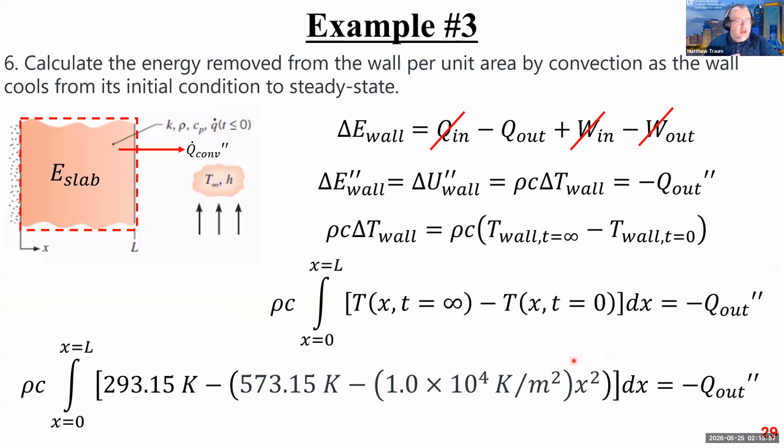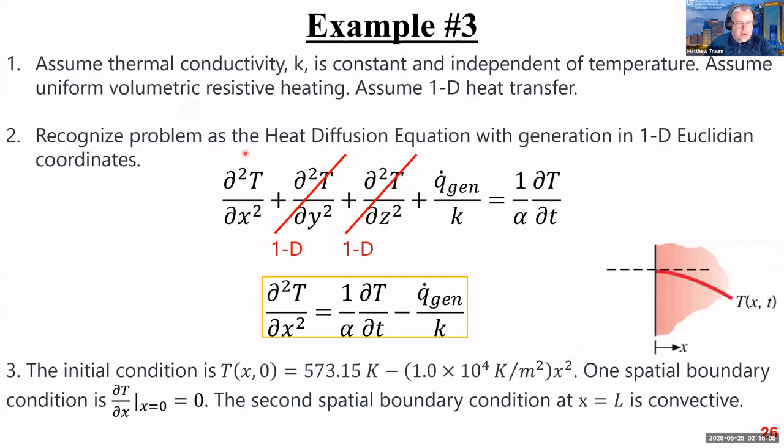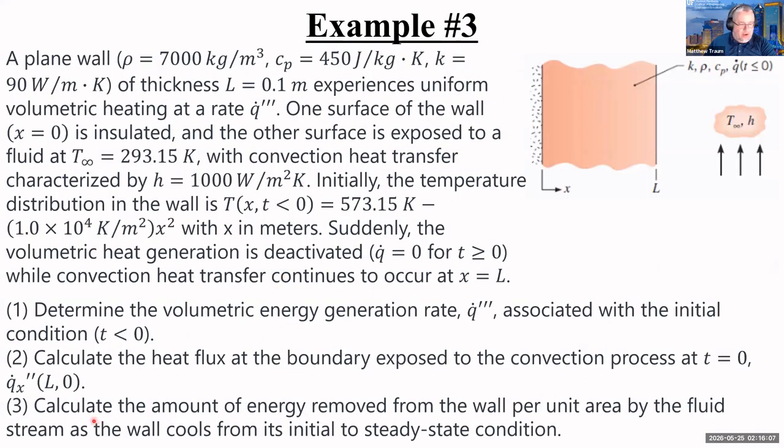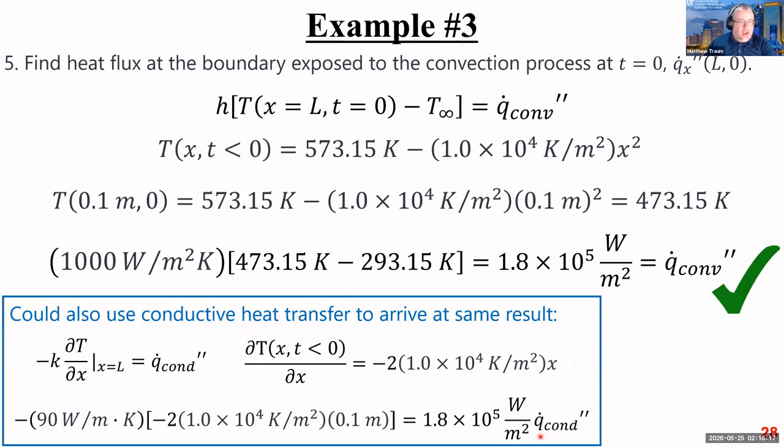What are we doing now? Oh, okay. This one is pretty interesting. So now we need to calculate, right? So if we go back, we're now on three. We did one, we did two, now we're doing three. Calculate the amount of energy removed from the wall per unit area by the fluid stream as the wall cools from its initial steady state condition.